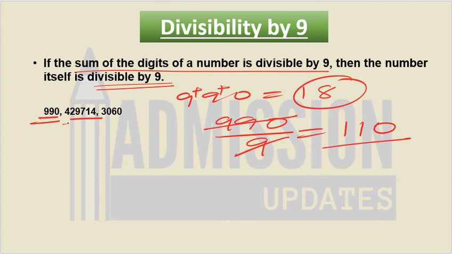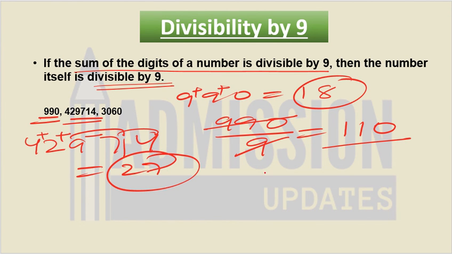And for this number, let us check. First we will see what the sum of the digits is. 7 plus 1 plus 4, 4 plus 2, 6, plus 9, 15, 15 plus 1, 16, plus 4, 20, and the sum is 27. Okay, the sum is 27. 27 is a multiple of 9.